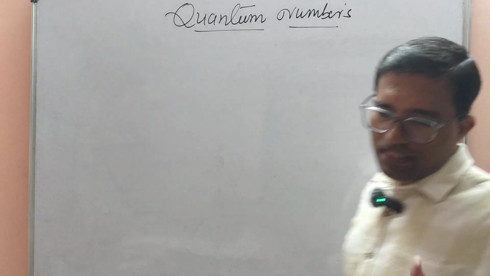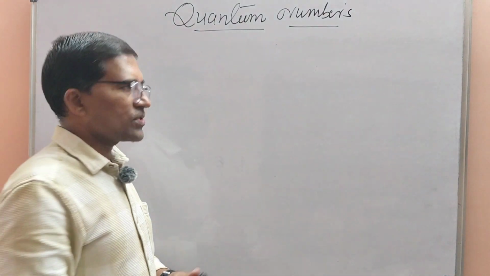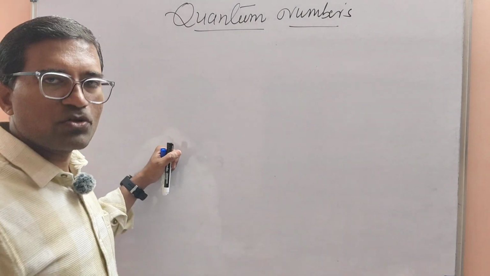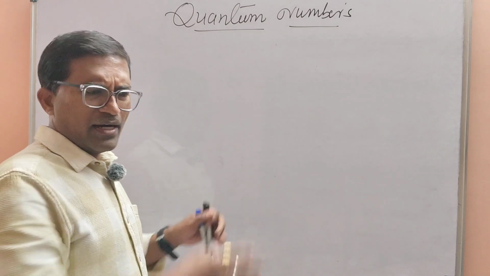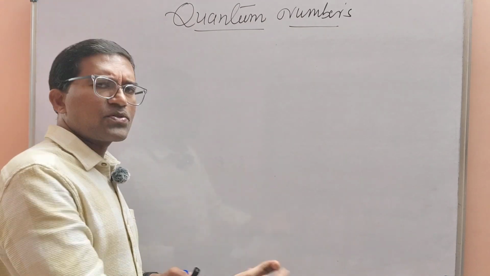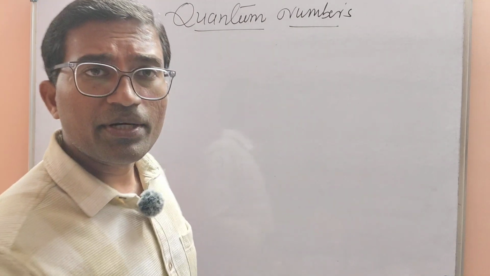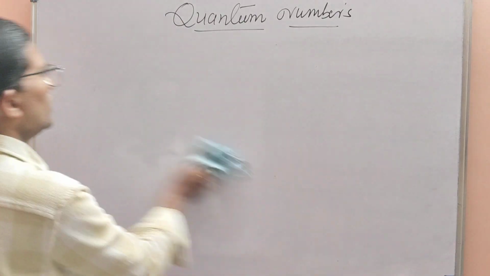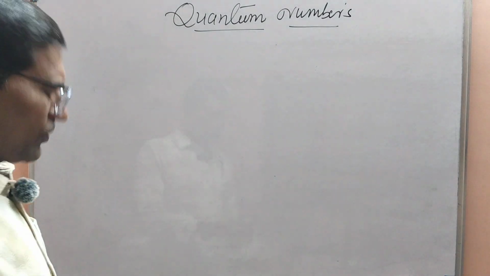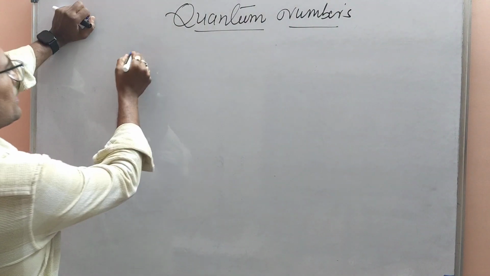Okay, next, the ML values depend upon L values. Now if L is equal to 0, according to azimuthal quantum number, L is equal to 0 means the type of subshell is s. I explained clearly. If you have any doubts, you can comment in the comment section.